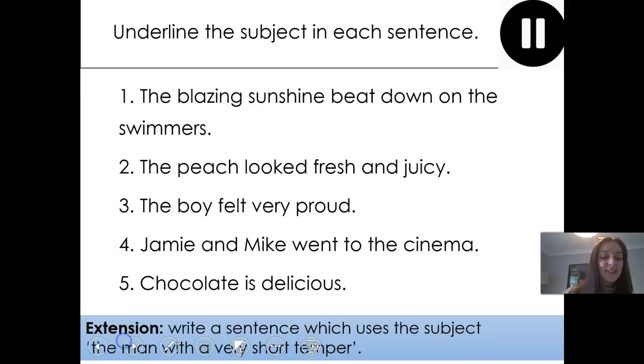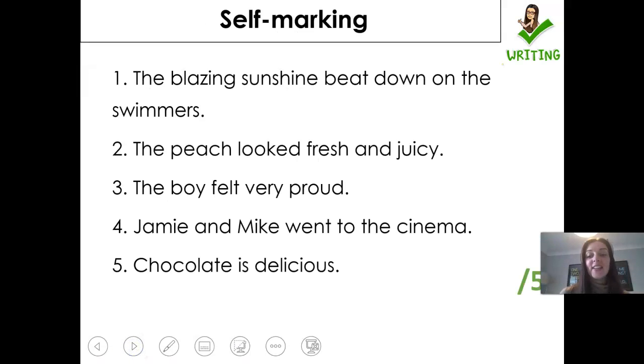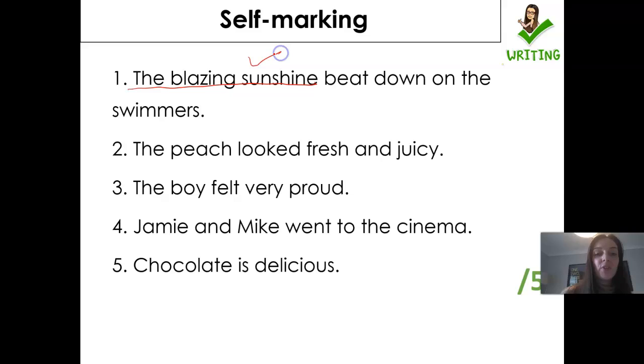Okay, now we're ready to mark. So I am going to go through each one with you. So number 1, let's read together. The blazing sunshine beat down on the swimmers. Okay, so here actually the subject is the sunshine, but we have to include the whole phrase. So it would be, excuse my wiggly line here, the blazing sunshine would be correct. Give yourself a tick if you got that right and fix it up if you need to.